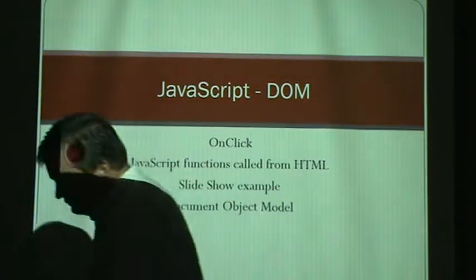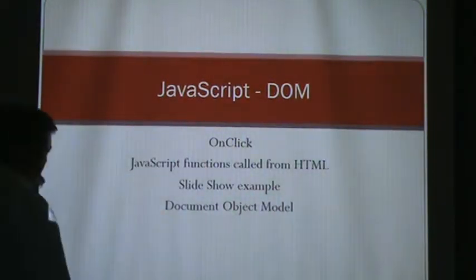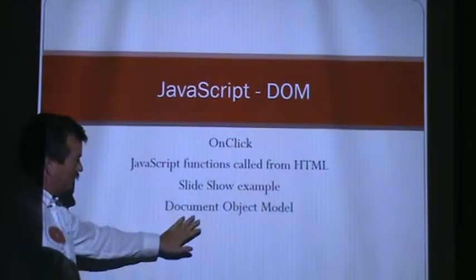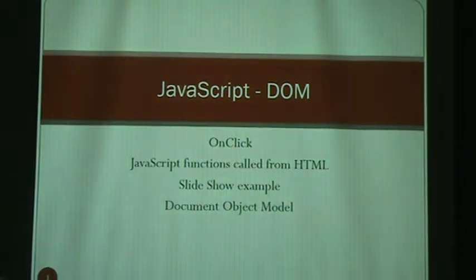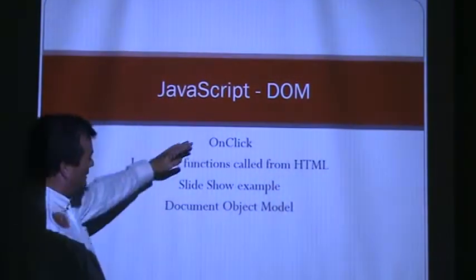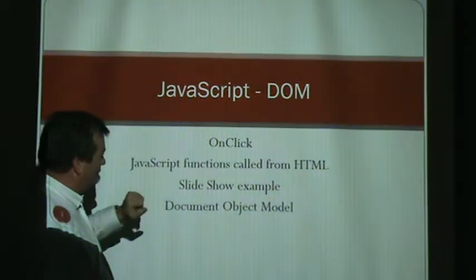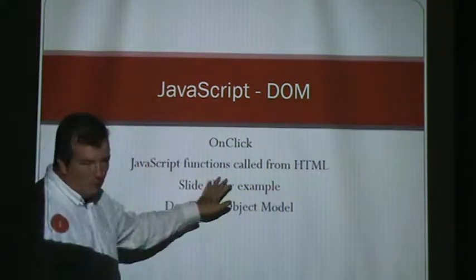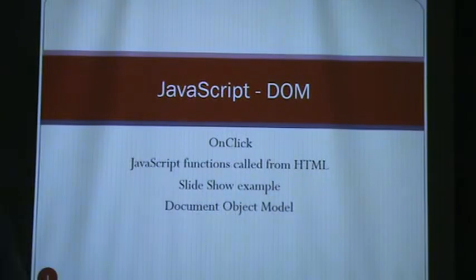So in JavaScript, there is a subfield called DOM, D-O-M, which stands for the Document Object Model. What we'll cover here is the onClick function, JavaScript functions that can be called from HTML, and we'll go over a slideshow example.